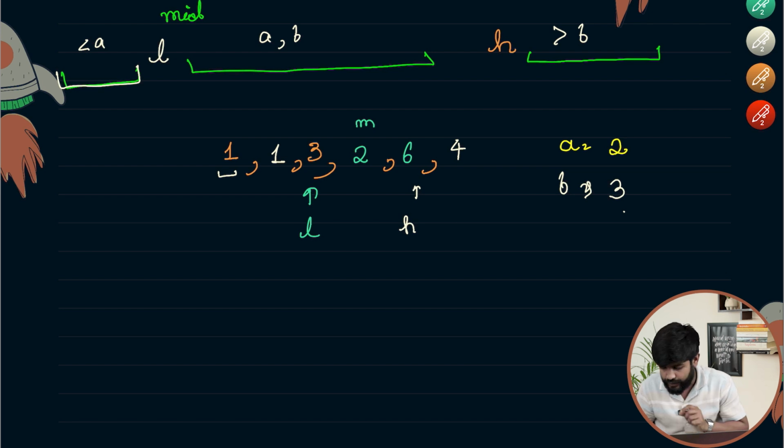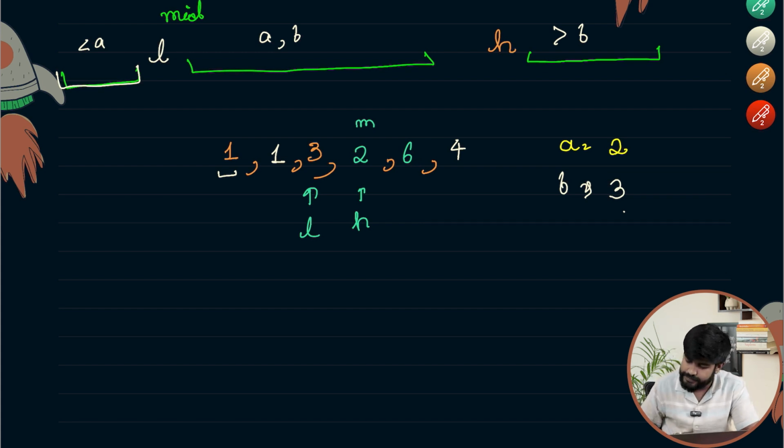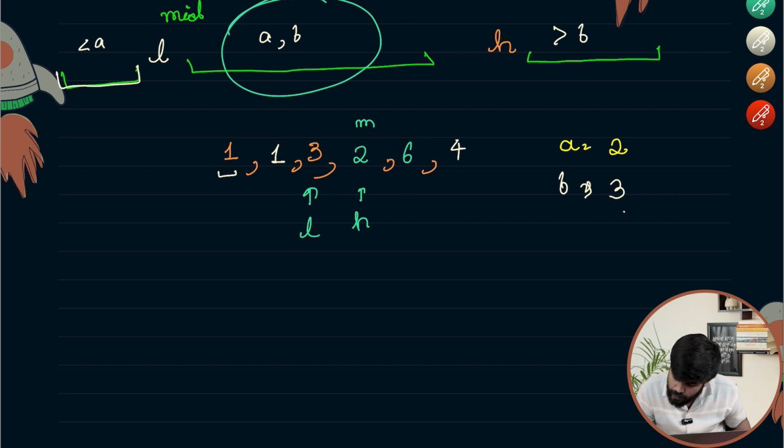Mid won't move forward. High would move forward because all the values which are greater than B should be after high. This is the objective. Now, the low and high, again we would compare 2. It is less than equal to the value. So now this time, if it is in between A and B, only mid would increase.